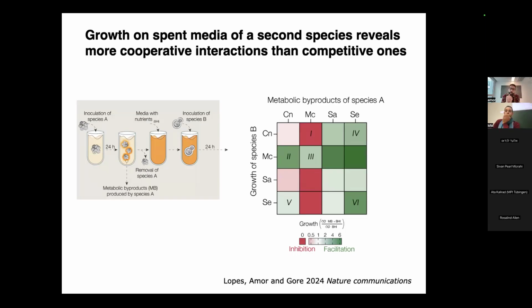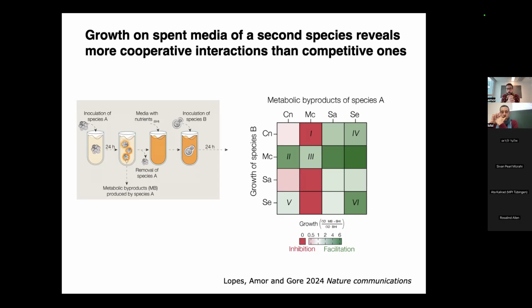If you see red, it means that there is a strong inhibition or competition. And if you see green, it means that we have cooperative interactions. So basically, if we take the first square, we have CN growing on its own metabolic byproducts, and this seems to be inhibiting the growth of CN. So CN grows less in its own secreted medium than in fresh medium.